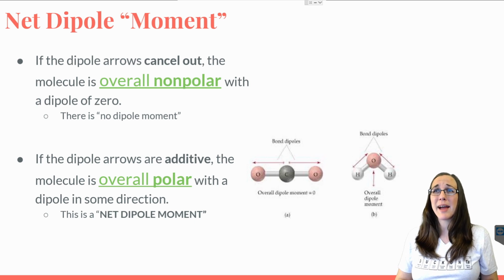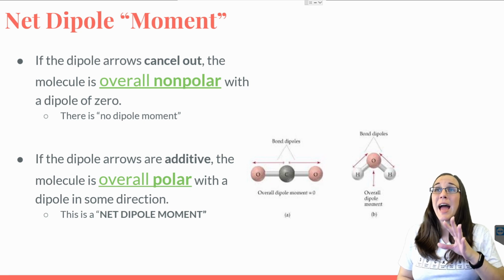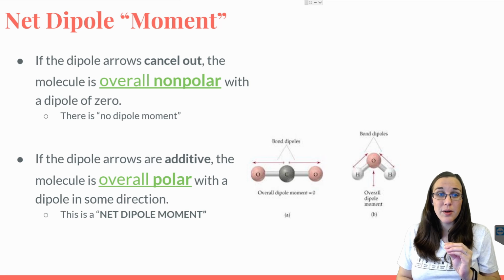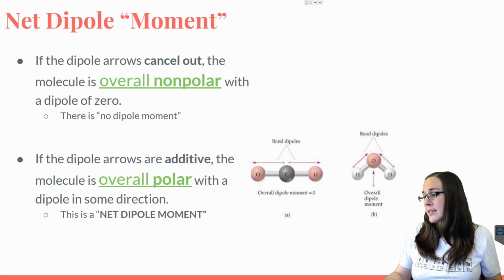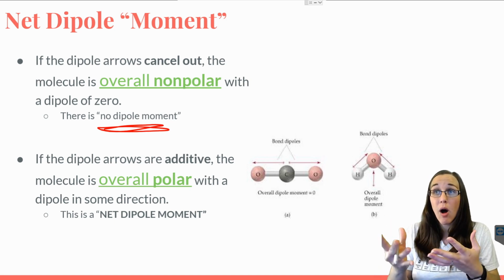All right, let's come back around to this net dipole moment. If the dipole arrows cancel out, we have an overall nonpolar molecule. That means that the dipole moment is zero, or no net dipole moment. No dipole moment at all, net, overall.